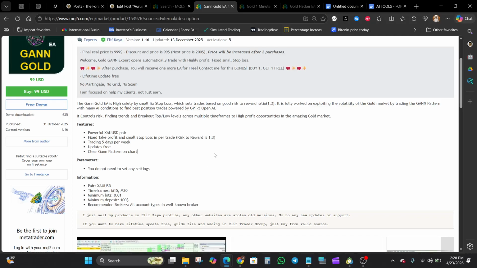The core idea here revolves around structured entries with fixed risk management. So instead of dynamically adjusting stops or scaling into trades, this EA defines its risk upfront. A fixed stop loss combined with a 1 to 3 risk to reward ratio means every trade is designed to potentially return 3 times what it risks. The advantage of this approach is consistency. You always know your exposure per trade, and over time you don't need a very high win rate to stay profitable. But the limitation is also clear.